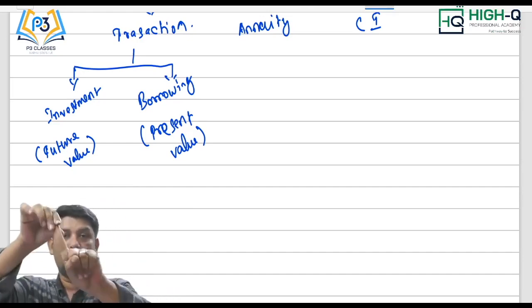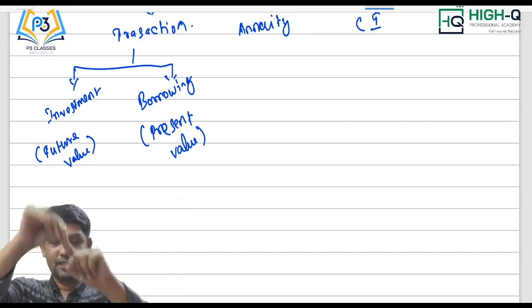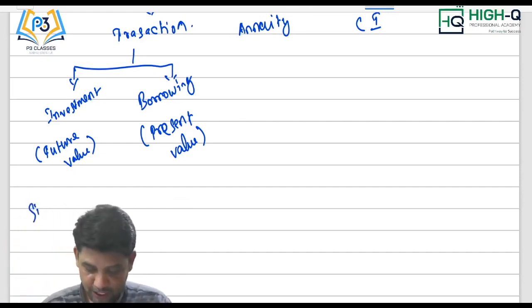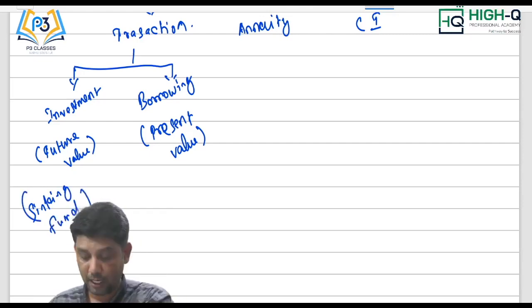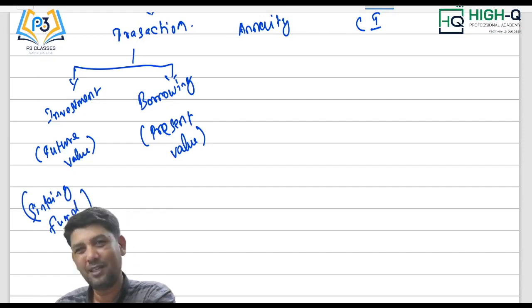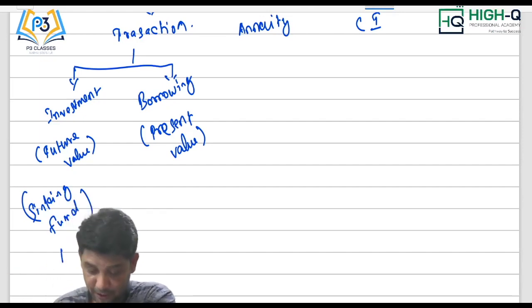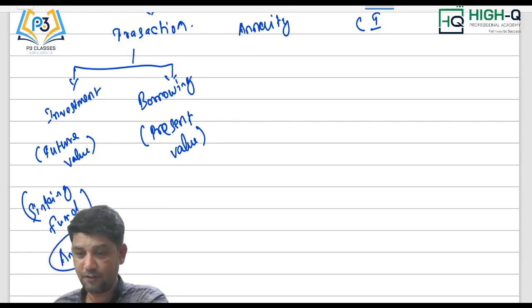Thumb rule number 1: identify the type of transaction. What about sinking fund? It's a future value. When the problem is based on sinking fund, of course, it's a future value problem. Borrowing, nothing to bother, you will come to know. And when the word amount is used, this also comes under future value.